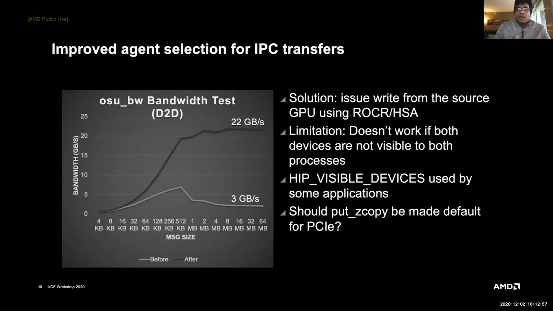One way would be to make this approach default and let the users specify some environment variable that they are using, like visible devices, to limit the visibility, in which case we can fall back to the regular get zcopy at the cost of performance loss. Or one solution could be to use put zcopy by default instead of get zcopy if we detect that the system has PCIe instead of something like NVLink or AMD Infinity Fabric, which does not show this problem. So this is also kind of an open question, and we would like some community feedback on that.